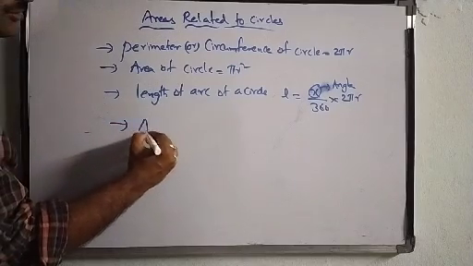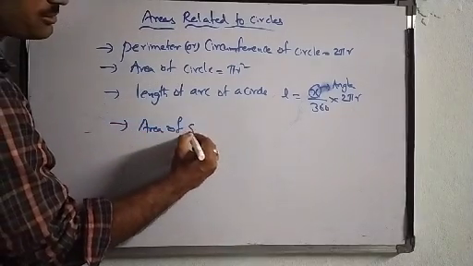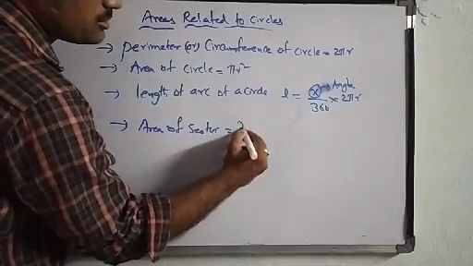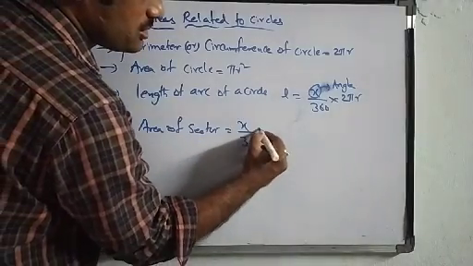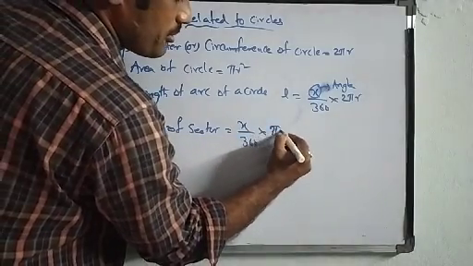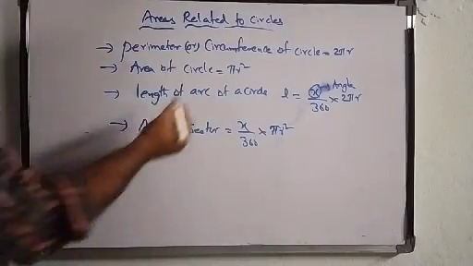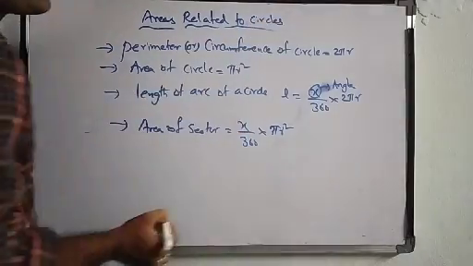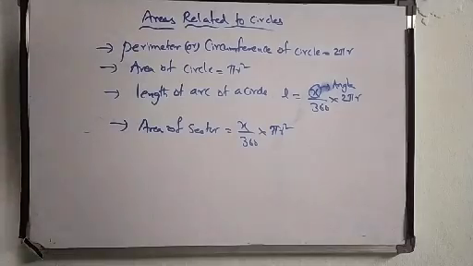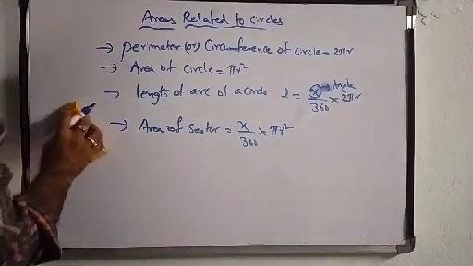Next, area of sector, so x by 360 into pi r square. So these are the four important formulas we have to know when we are starting with these areas related to circle. Now let us start doing the exercise questions.